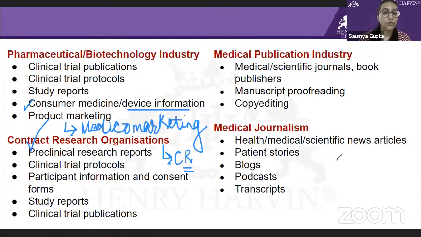Podcasts are small audio-video clips. You also write blogs and patient stories, where patients share their experience: what therapy they have undergone and what their experience was, what disease they are suffering from, how they are coping with that disease, how they are managing it. So all of that comes under medical journalism.